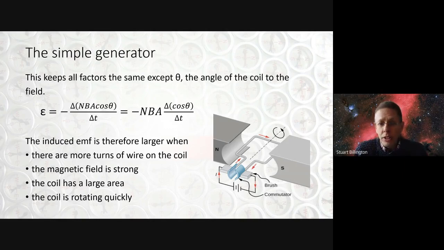The area of the coil: generators tend to be reasonably large, kind of room-sized, but we can't go very much bigger than that because, again, from an engineering point of view, they just become unwieldy to build, maintain and function. And then we've got delta cos theta over delta t, which is basically the rate at which it's rotating. So the faster that the coil rotates, the bigger the effect will be. However, it's easier to see that with a little bit of maths on the next slide.